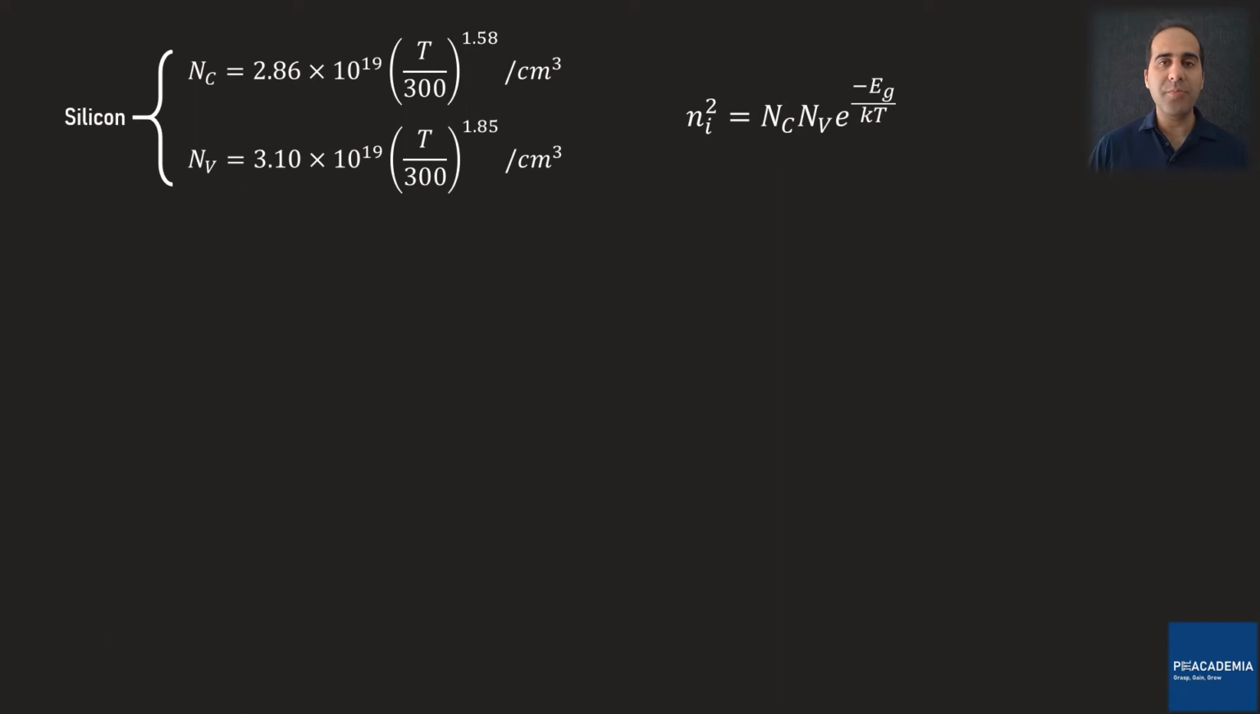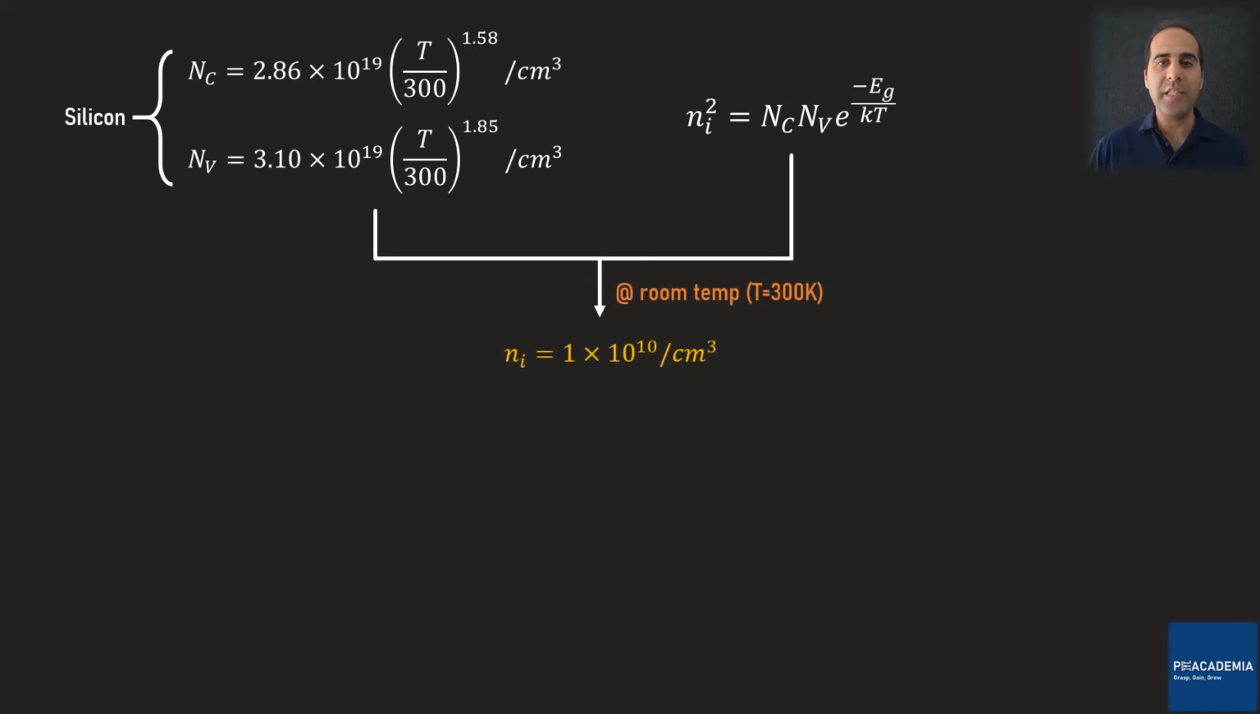For example, at room temperature, 300 degrees Kelvin, the silicon intrinsic concentration is 10 to the power of 10 per centimeter cube. We already know that the concentration of silicon atoms is 5 times 10 to the power of 22 per centimeter cube. If you compare this number with the intrinsic concentration, you'll find the concentration of atoms is 5,000 billion times larger than the intrinsic concentration. This is a huge difference.